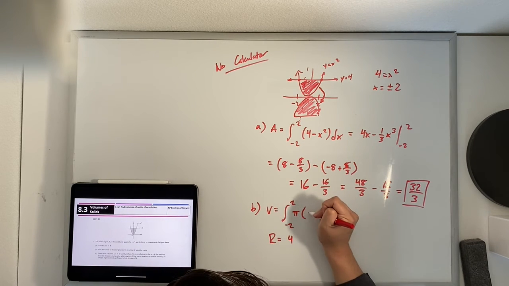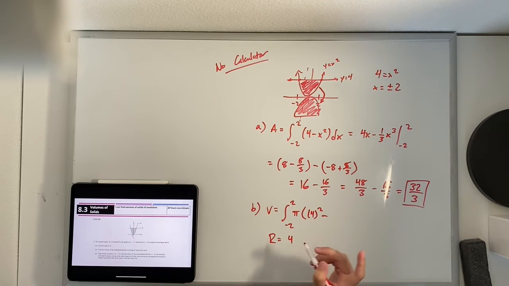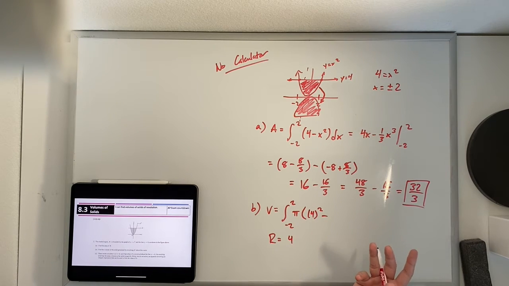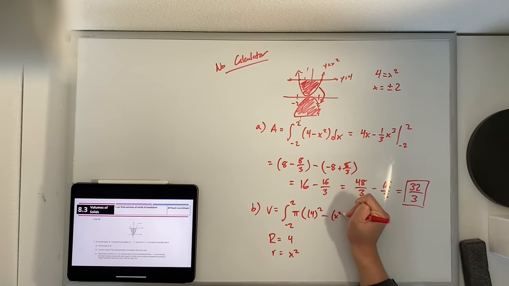And we're squaring that, so here we have 4 squared minus. Notice, since we're dealing with the x-axis, we don't have to do function minus axis here. We could, but since the x-axis is the line y equals 0, we would just get the function by itself anyway. Little r is the function that's closest to the axis of revolution, in this case, x squared. So we have little r squared dx.